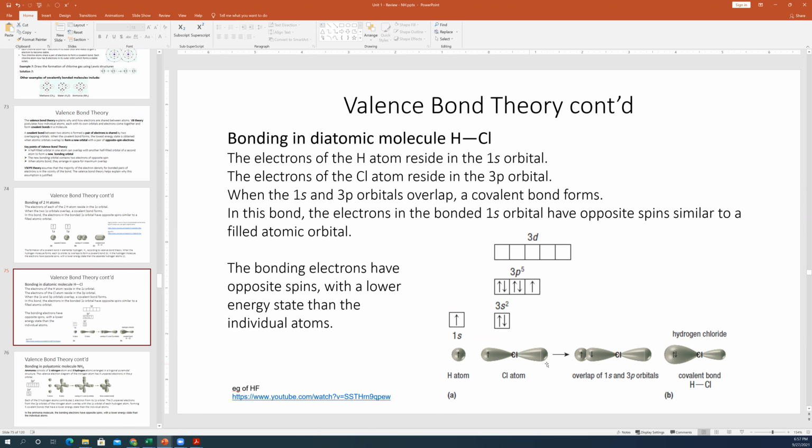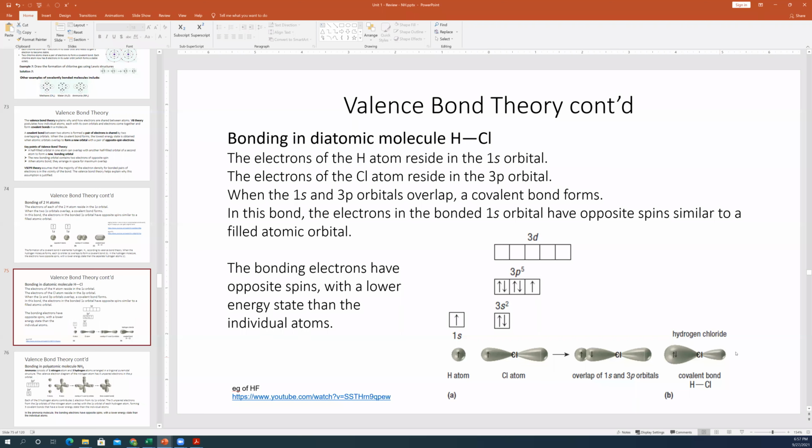So here it is, chlorine showing an example of one of its p orbitals, and you can have an overlap of the 1s and the 3p orbital. The 1s here is coming from the hydrogen, and this one lone electron in the 3p orbital is now able to share and overlap with the 1s from the hydrogen. So they share and overlap and form a covalent bond.